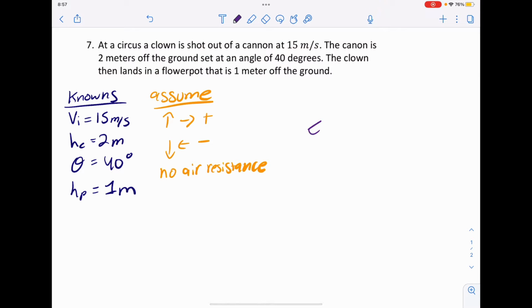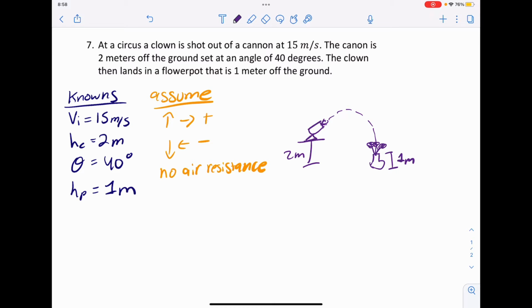Let's go ahead and draw it. We have our cannon, right there, and it's 2 meters high. Then we have our flower pot, which I may have drawn as a pool in the solutions because that's the original question that I edited. So this is our flower pot, and then this is our little clown. Our clown is going to be shot up and he's going to land right into this flower pot. The flower pot is 1 meter high, right?